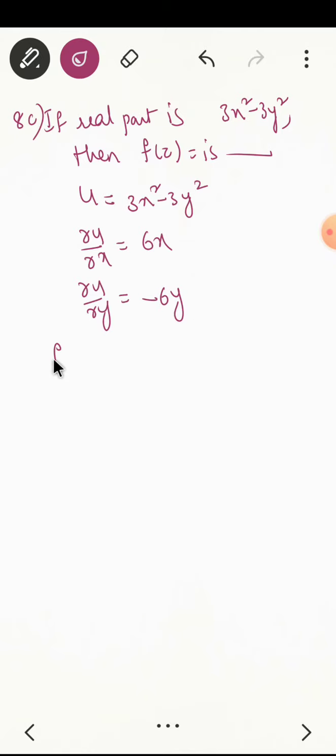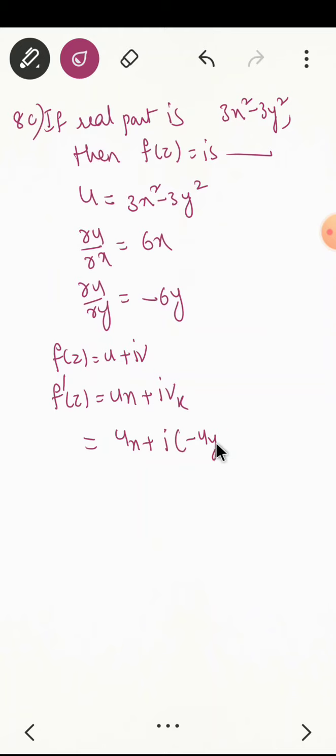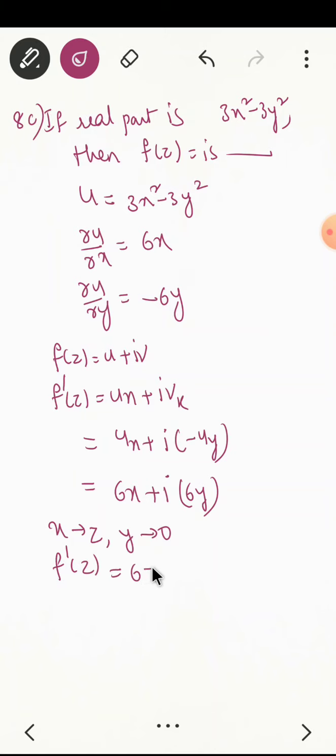After getting this, f of z I can write as u plus iv. Then f dash of z is equal to ux plus i vx, but we don't know v, so convert that into u, that is minus uy. Then ux is how much? 6x plus i into uy, which is minus of minus 6y. Apply limits, x tends to z, y tends to 0. Then what will you get? f dash of z is equal to 6z plus i into 0, that will be 0.